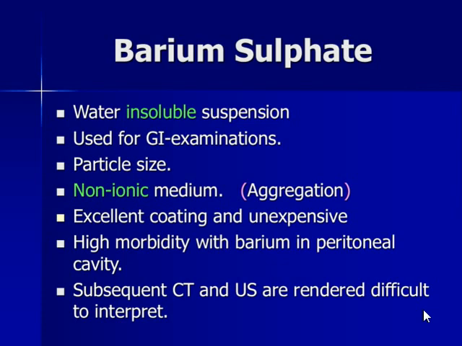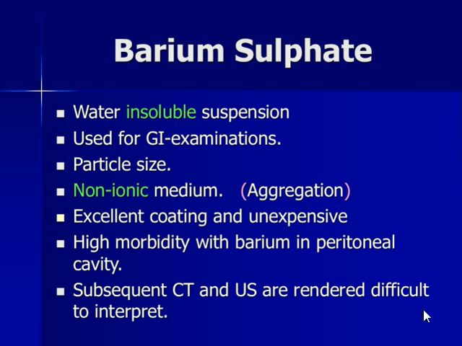So if there is any suspicion of perforation or leak of contrast into the peritoneal cavity or pleural space or any part outside the GI tract, you are not allowed to use barium sulphate. You give a low osmolar contrast medium just to be on the safe side. And when you give barium, the subsequent CT and even ultrasounds are rendered difficult to interpret because of its very high density. The barium will cause a very big artifact on the CT scan images.